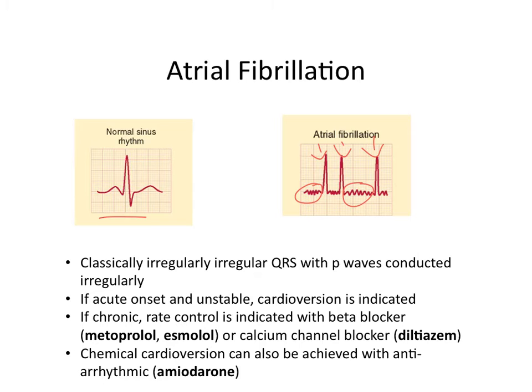Chemical cardioversion can also be achieved with an antiarrhythmic such as amiodarone, and in the acute setting, 150 milligrams administered over 10 minutes may be effective.